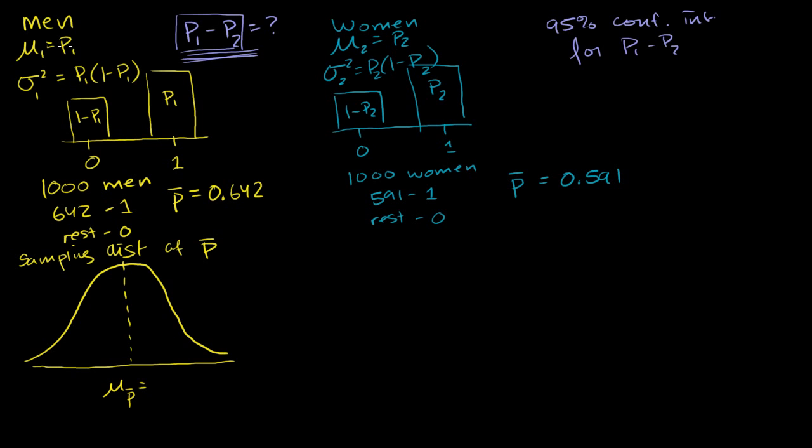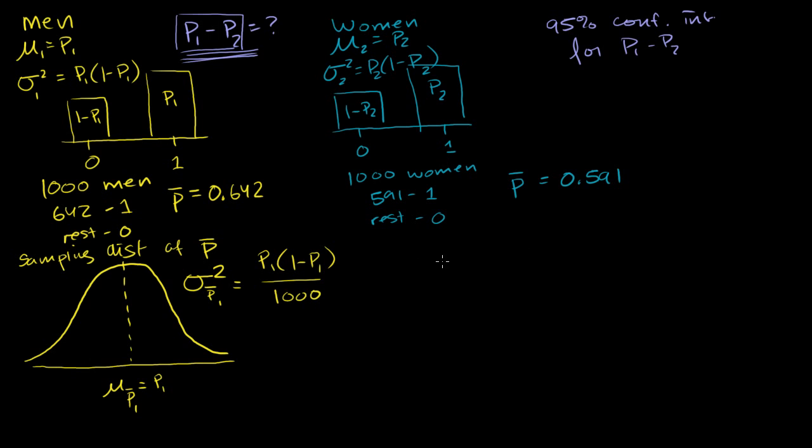And the mean of the population is actually the true population proportion. So this is going to be equal to P1. This is something that we don't know about. And then the variance of this distribution, and we've seen this several times already, I have to put a 1 here. We're dealing with the men. The variance of this distribution by the central limit theorem is going to be the variance of this distribution up here, which is P1 times 1 minus P1 over our sample size, over 1,000.